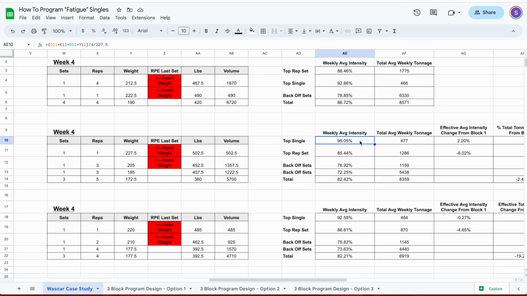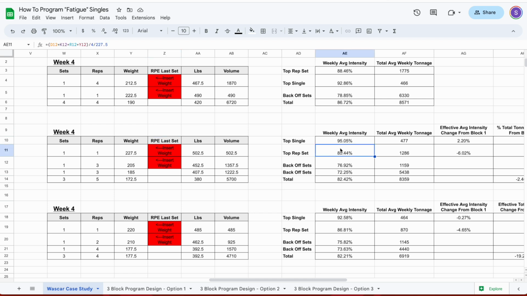When we get into the next block, we'll see the top single average intensity goes up. Well, it should have. We were pushing it a bit harder. It was now first. It goes from 92.86% to 95.05%. So you can see a 2.2% increase, which is good, but not drastic. I mean, we only hit 5 kilos more in the grand scheme of things. That's a difference by putting it first, but it's not a massive difference in comparison to the fact that we took a big hit on the rep work.